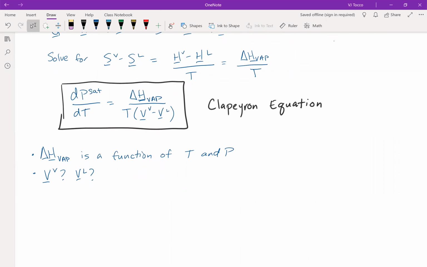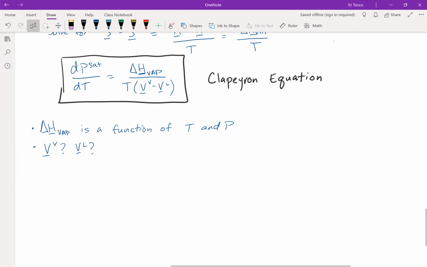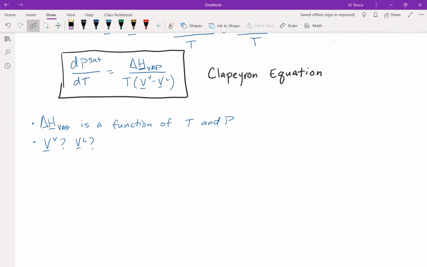So in order to get around this, we have to make another couple of simplifying assumptions. The first simplifying assumption that we'll make is that since our change in temperature is small, only 5 degrees, we're going to assume away and say that delta H of vaporization is constant for small temperature changes. So here we only have changes in temperature of 5 and 10 degrees.